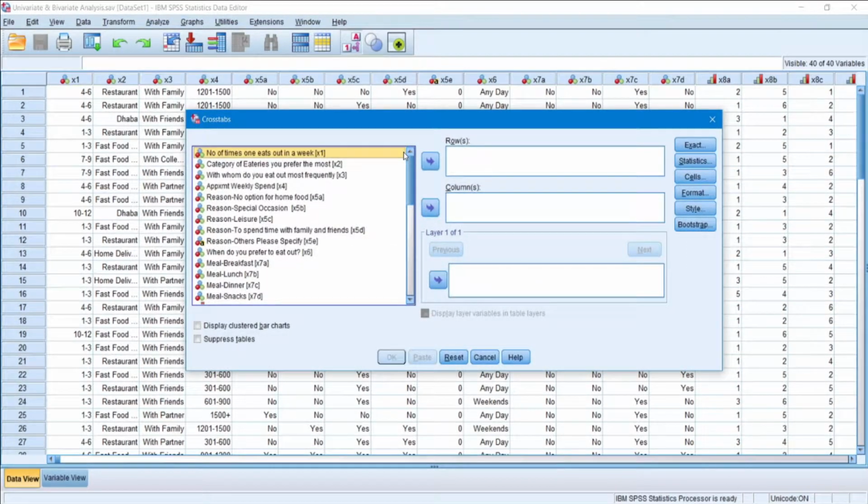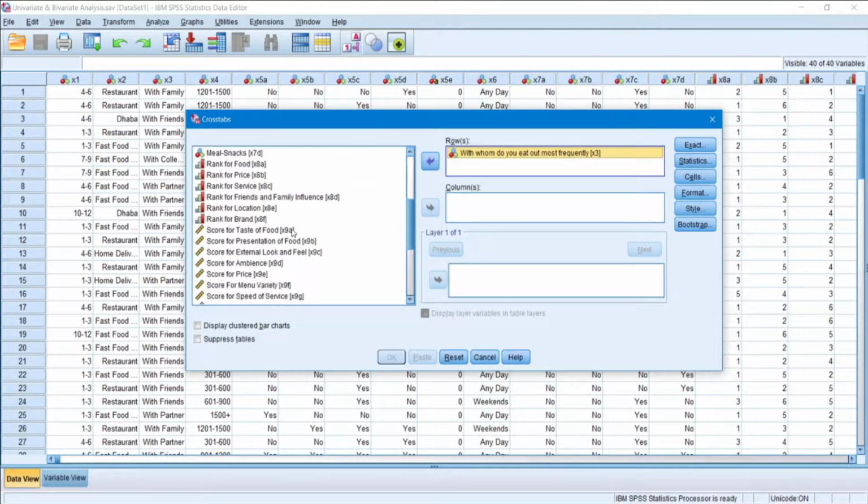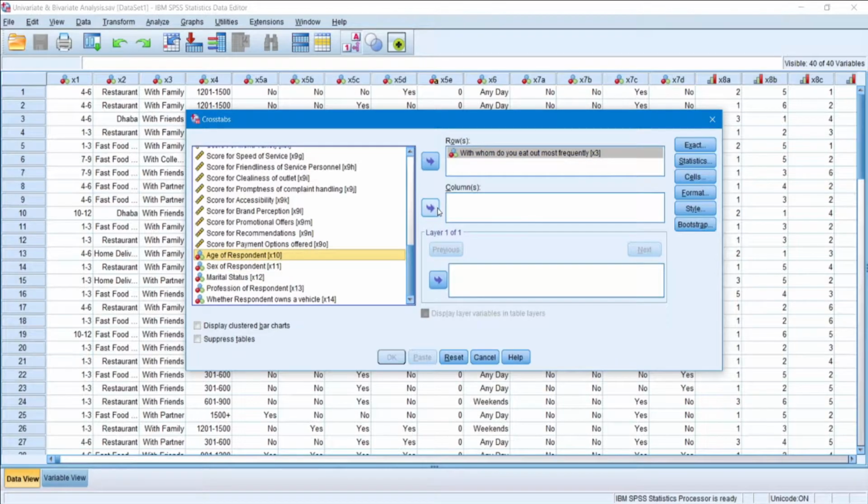Then the two variables I'm going to choose right now are whether my respondents eat out, and the age of my respondents. There's no restriction that it needs to be on a nominal or ordinal scale. It can be on any scale with any combination.